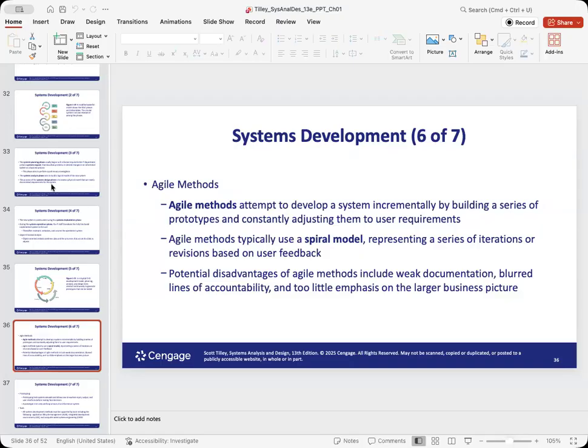So you just scribble something down as your documentation, you build it, and then, as time goes by, you add up. So there is weak documentation, and then there are blurred lines of accountability, and too little emphasis on the larger business picture. You are not looking at the bigger picture. You are looking at the little you have put online and how you can model it, and that is one of the problems with, let me say, a lot of we the Ghanaians.